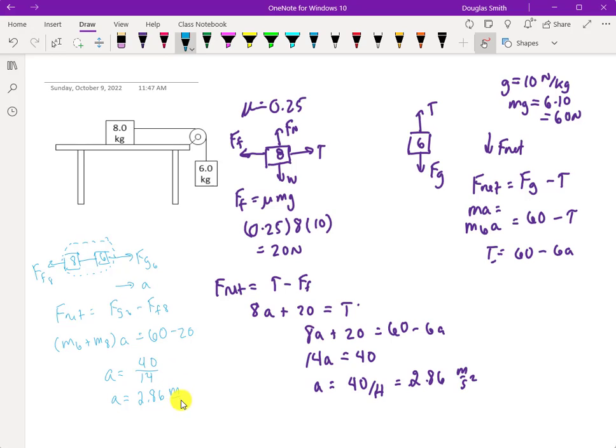So really, you can answer this either way. This is kind of a higher level, bigger picture way of thinking about it. Whereas this is using our tried and true method: draw really good force diagrams, get our F net equations from our force diagrams, and then solve for the unknowns.